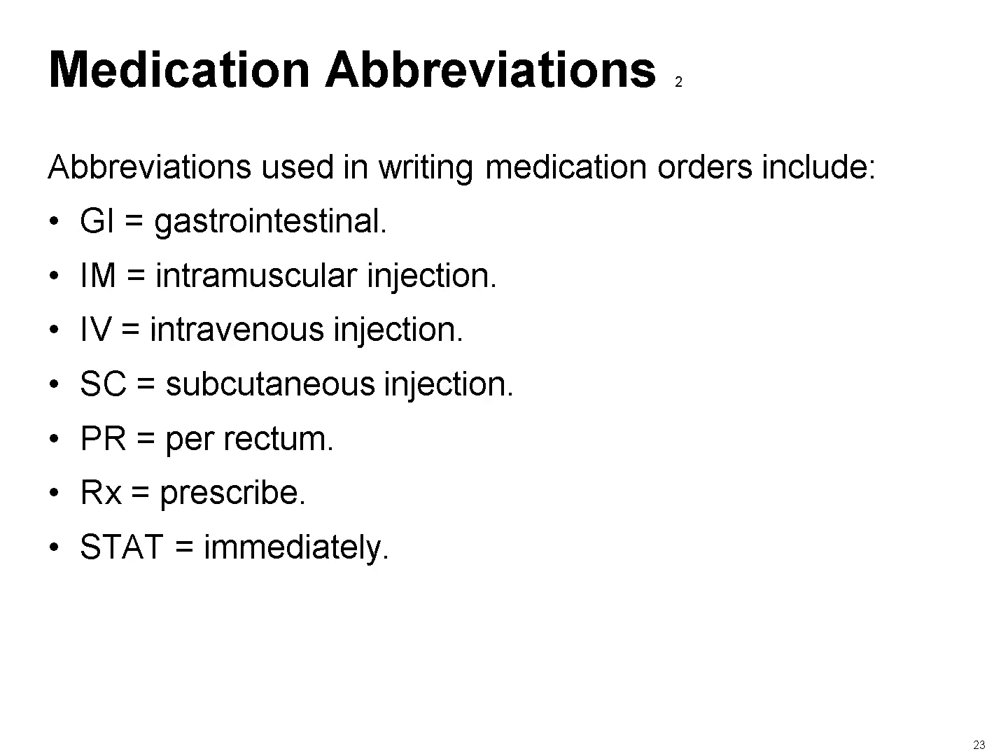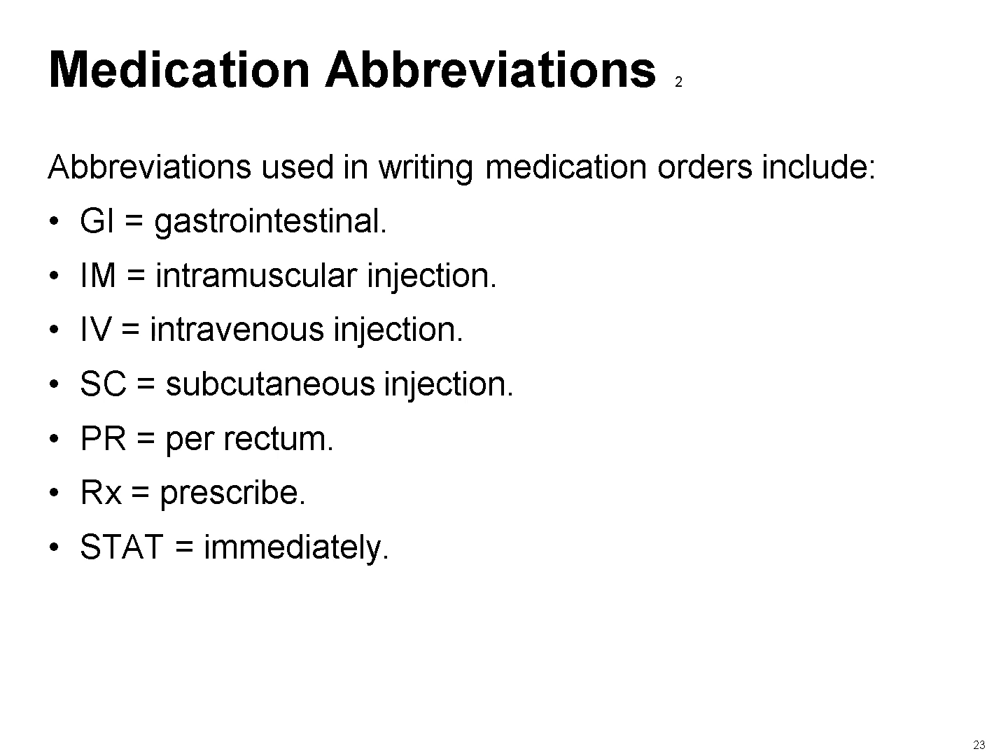Medical abbreviations play a vital role in ensuring clear and efficient communication when prescribing and administering medications. Let's review some commonly used abbreviations. GI refers to the gastrointestinal system, often indicating medications affecting the stomach or intestines. IM stands for intramuscular injection, where the drug is administered directly into a muscle. IV indicates intravenous injection, delivering medication straight into the bloodstream for immediate effect.